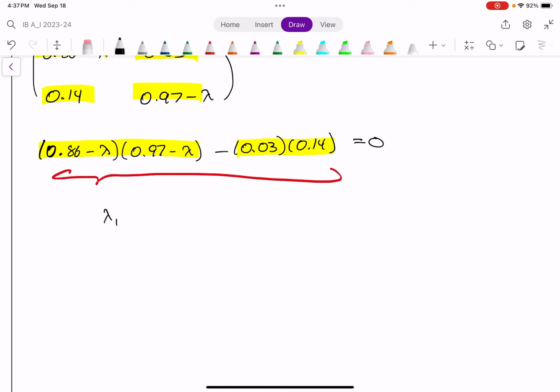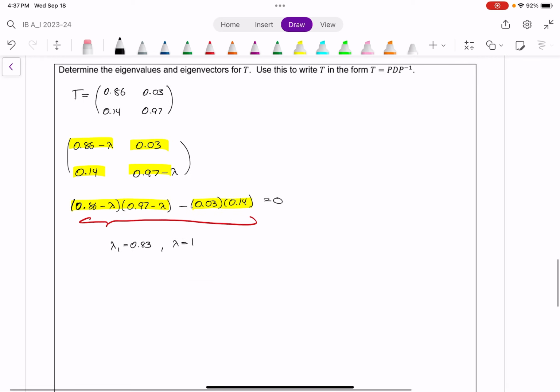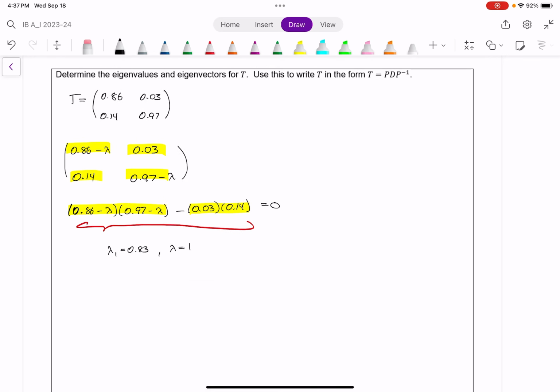One eigenvalue should be exactly 0.83. Our other eigenvalue should be exactly 1. So we got our eigenvalues. So now I want the eigenvectors, which, keep in mind, while there are exactly 2 eigenvalues, each of these has an infinite number of eigenvectors. How do we find those again?